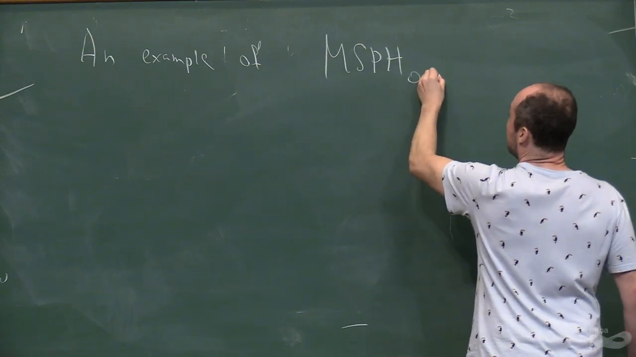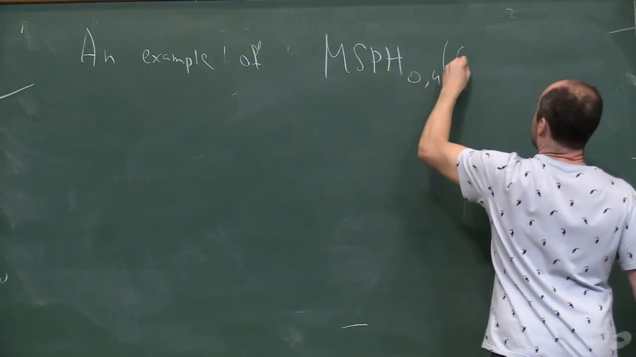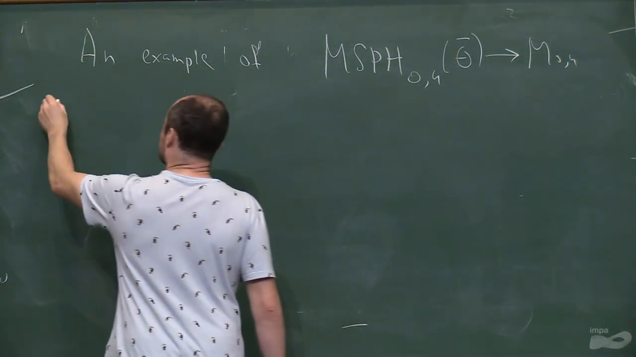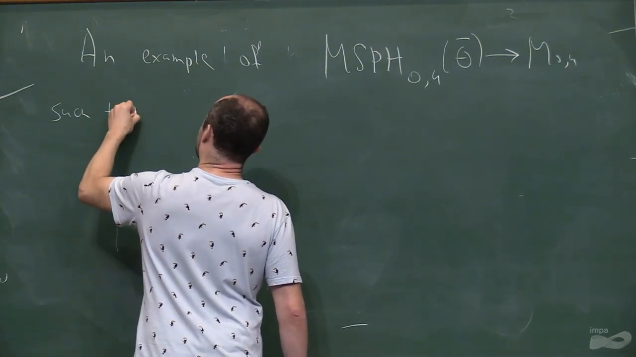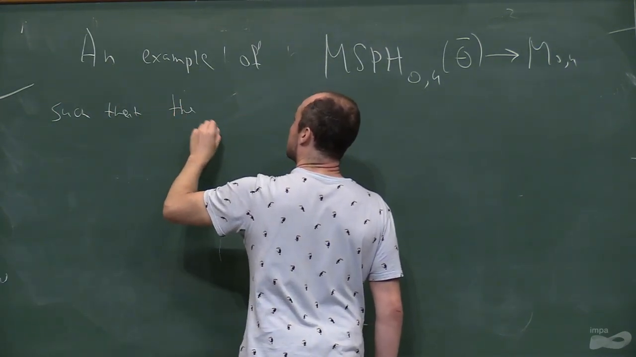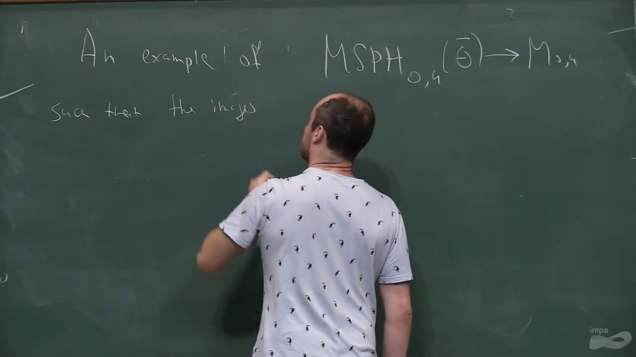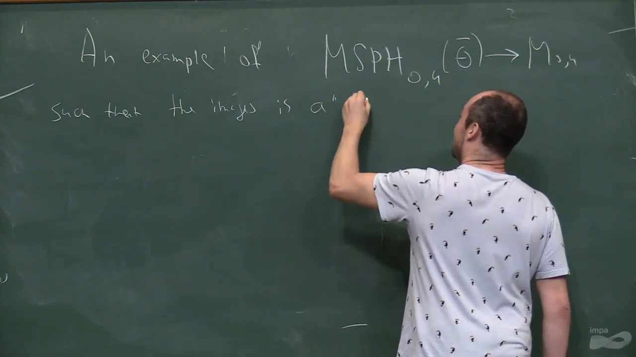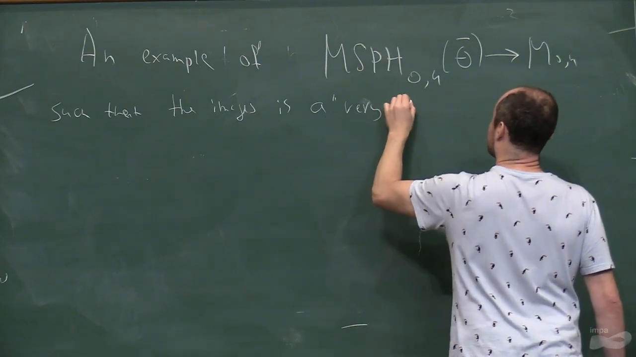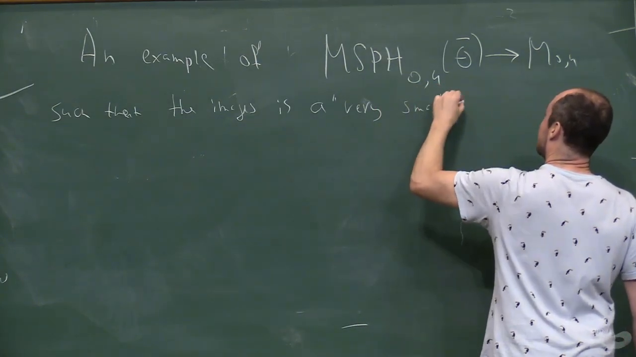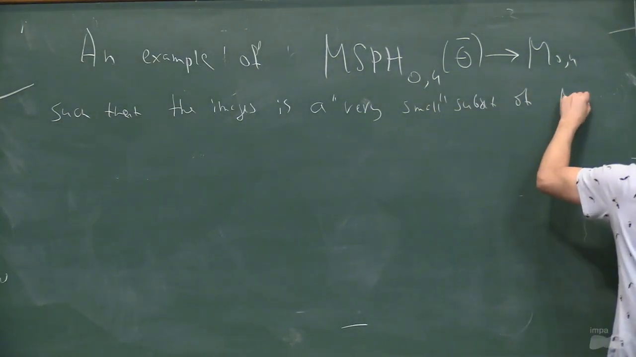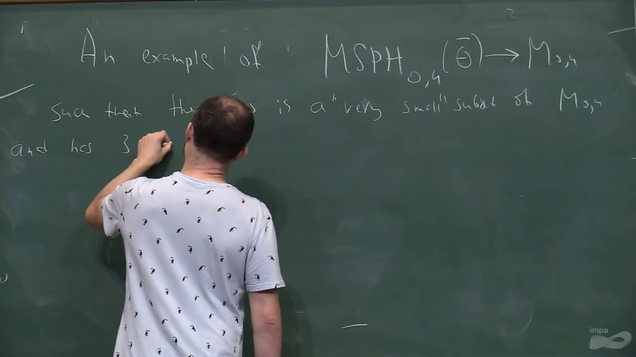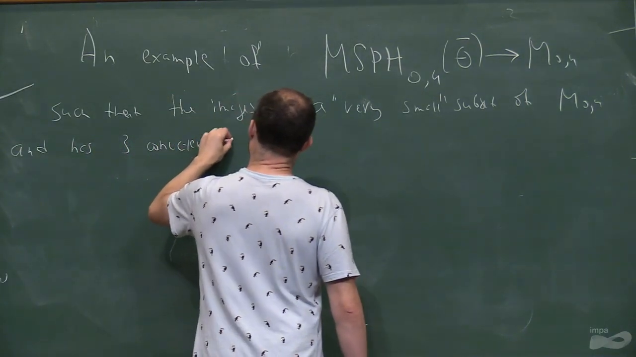Let it be 0, 4, theta 2m 0 4, such that the image is a very small subset of M04, and has three connected components.